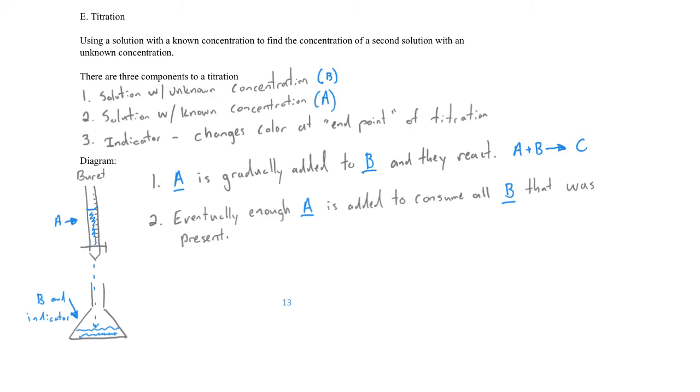Now remember, we didn't know how much B was there, but we just keep adding a small amount of A until all of the B is gone, and then we stop. This is called the endpoint.